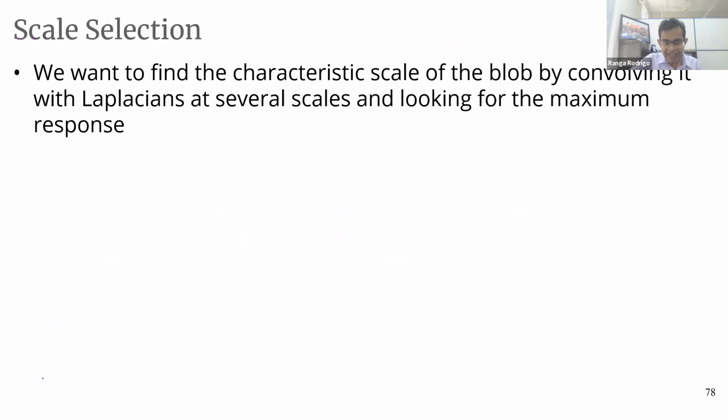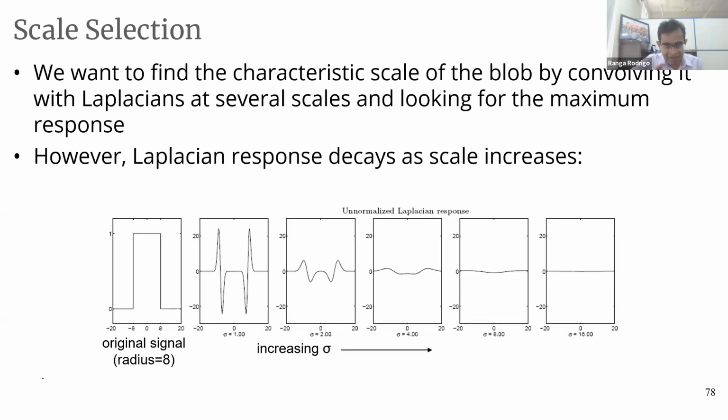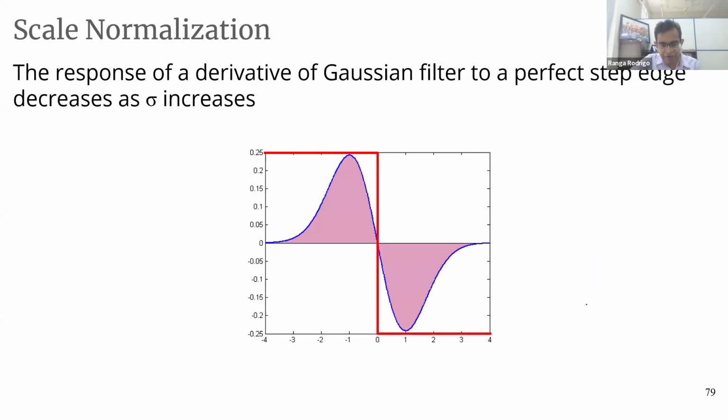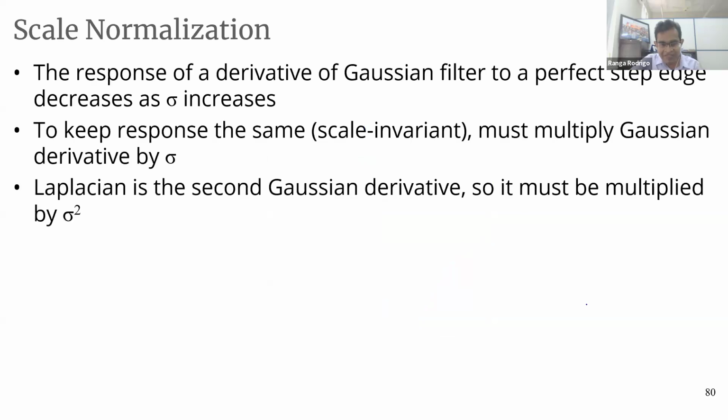Okay, so we want to find the characteristic scale of the blob by convolving it with Laplacians at several scales and looking for the maximum response. However, the Laplacian response decays as the scale increases. Unfortunately, when sigma increases, the value of the Laplacian decreases. So although the blobs merged, you cannot detect it because it's so small. Therefore, you have to do so-called normalization, because this normalization factor is there.